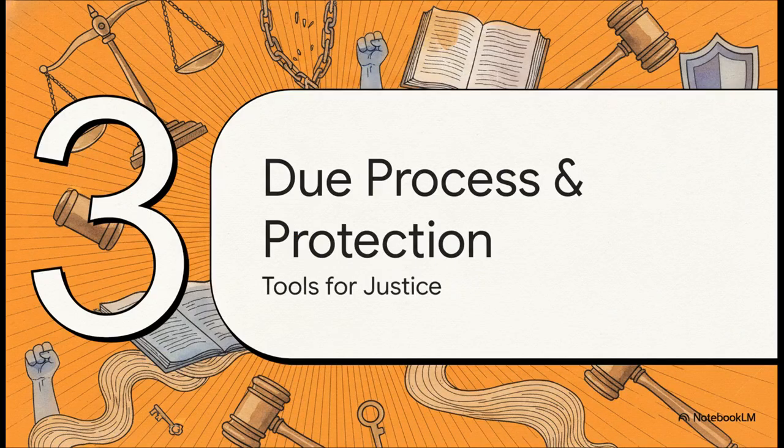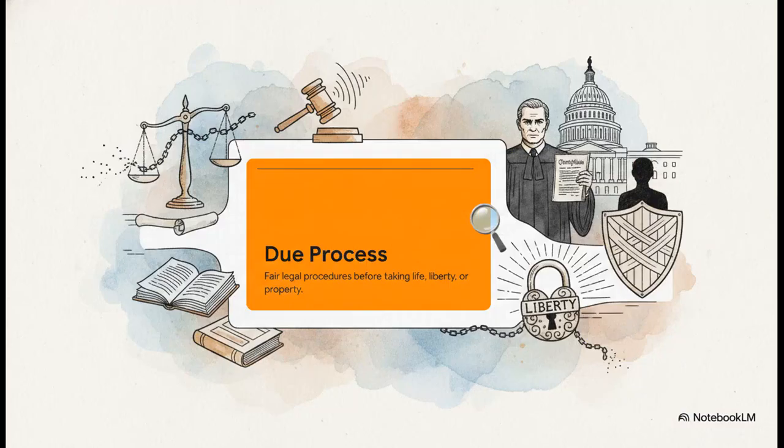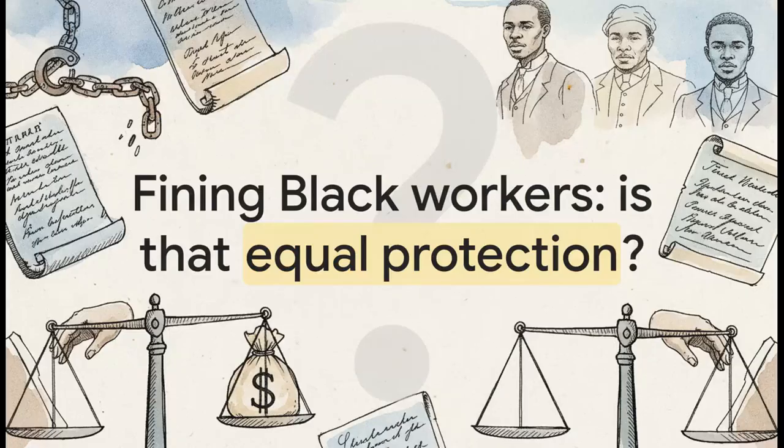Which brings us to Section 3, Due Process and Equal Protection, Tools for Justice. Imagine this scenario. Local authorities just lock you up, take away your property, or strip you of your liberties, all without a trial. Do they actually have the power to do that? The answer is a resounding hard no. And the reason? Due process. Due process demands fair legal procedures before the government can ever take away a person's life, liberty, or property. It acts as the strict, non-negotiable limit on government power, making sure that justice isn't just bypassed because a local official feels like it.